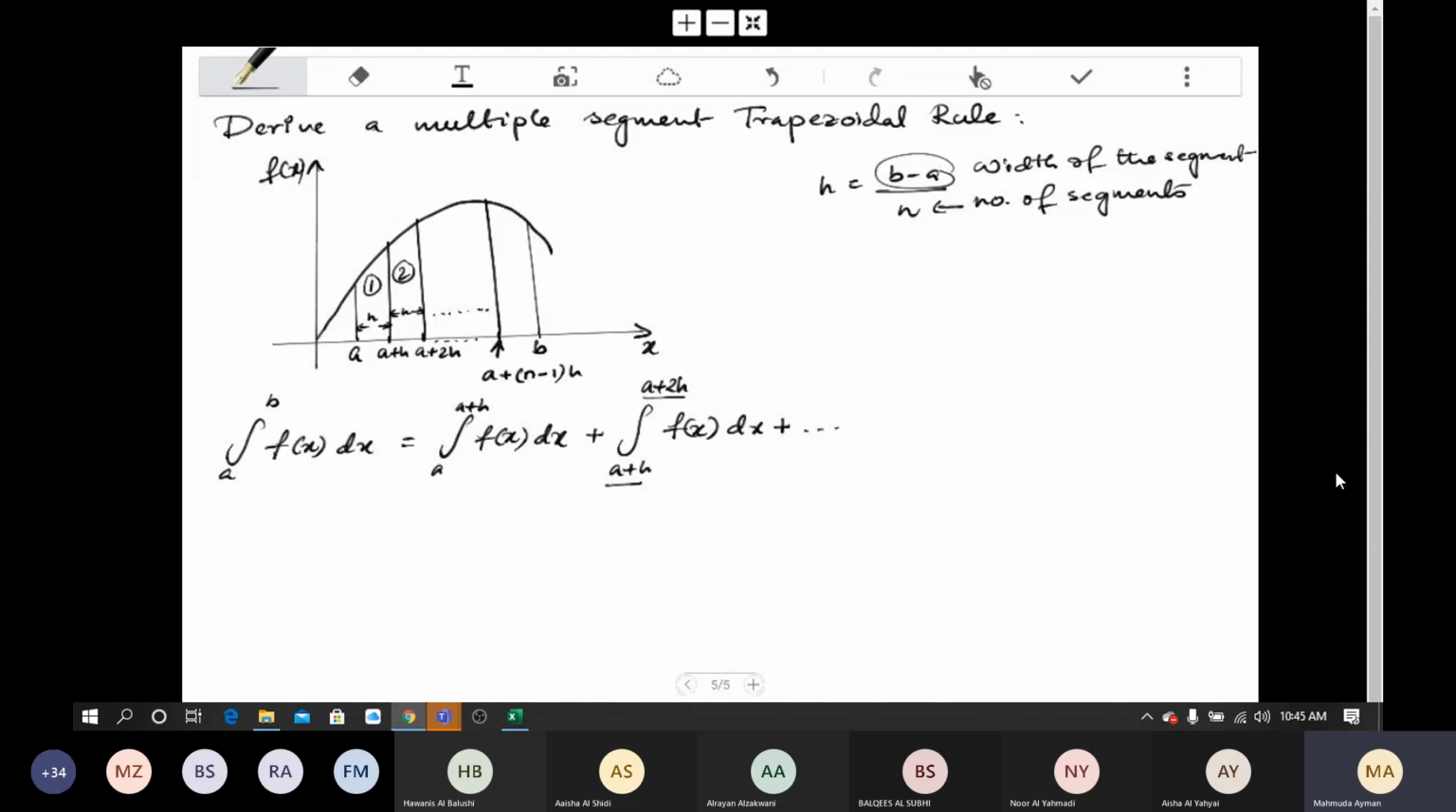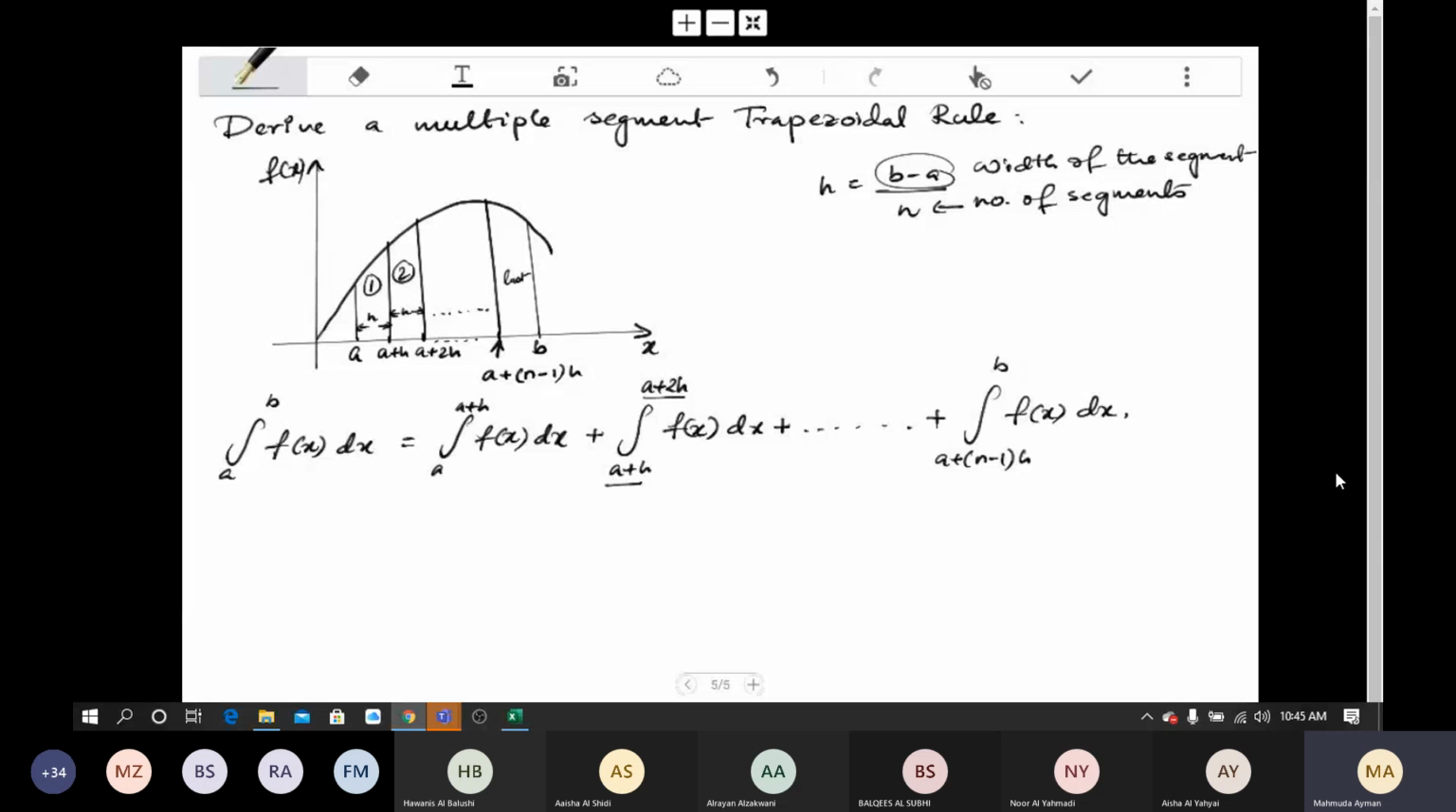Plus, we continue for all the segments in between until the last segment. I'll just say last. The last segment will have the lower limit as a plus n minus 1 times h, and b as the upper limit, with the function dx. So that's how we separated it into several segments.